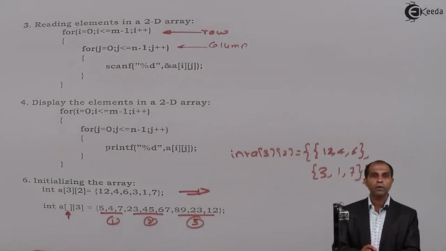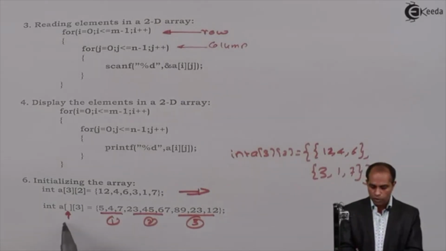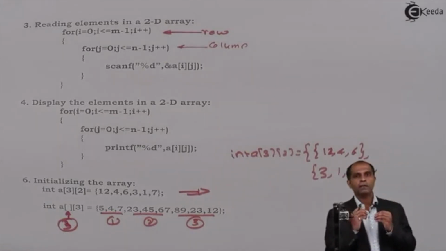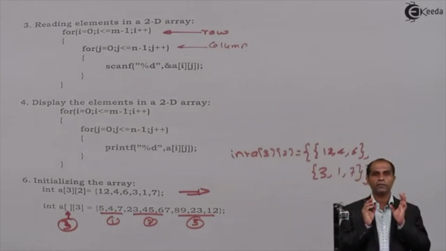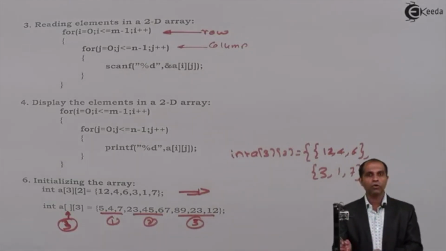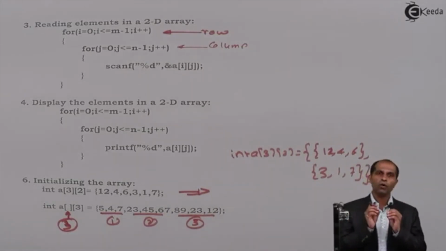So how many groups have been formed? 3 groups have been formed. So here the size is automatically calculated as 3, not by the user but by the compiler automatically. But do remember, only the first bracket can be kept as optional. If I have a deficit in any of the groups, those deficit elements will be automatically filled, depending upon the storage class.